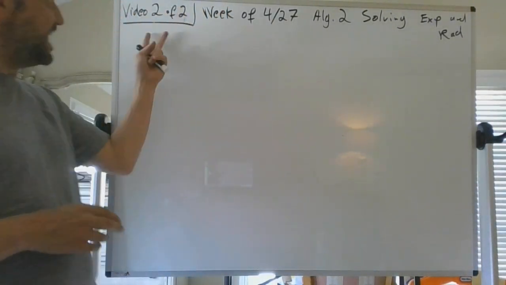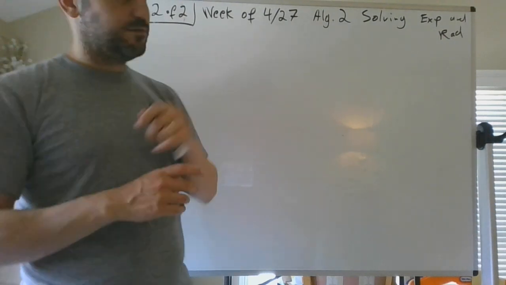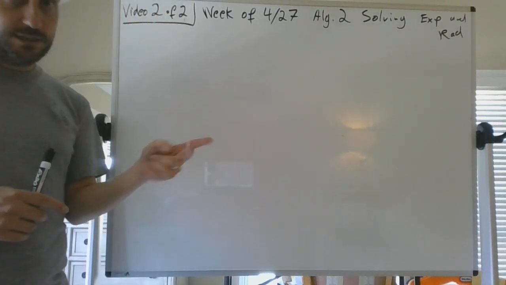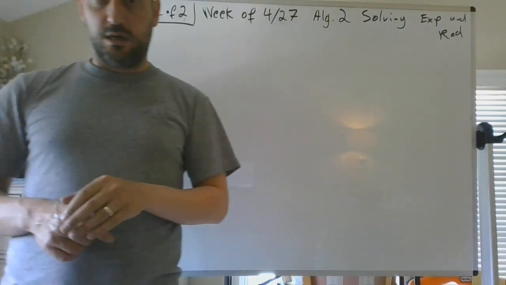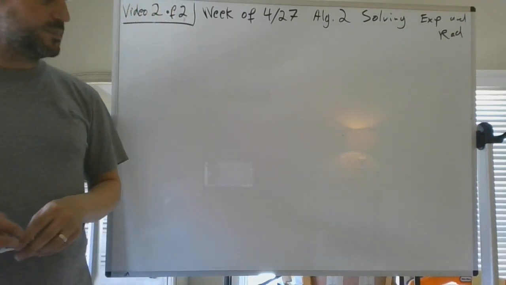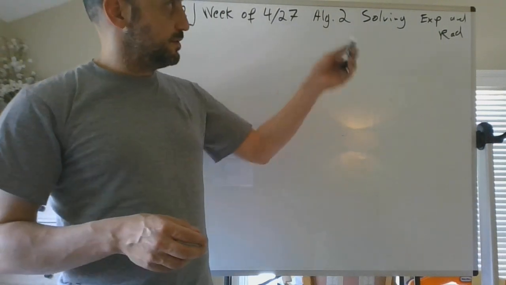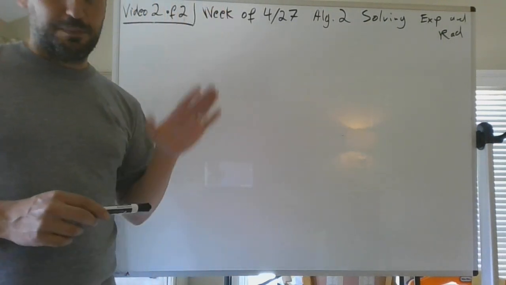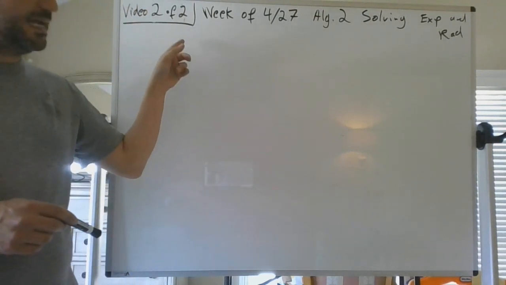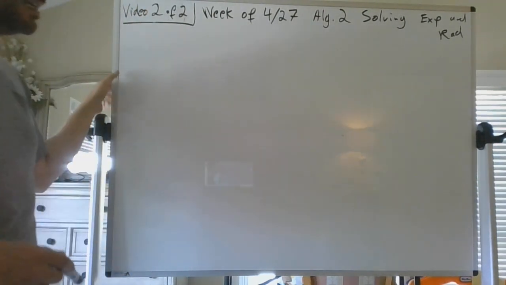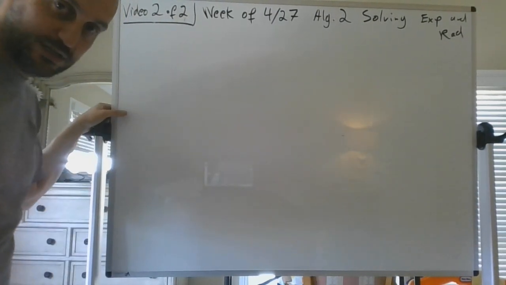Once again, this is the second video for the week of 4/27. There are two videos this week. The first video, you should have just already watched. It was solving exponential equations. Now we're going to be solving using radicals. But please remember, you will not see homework problems after the first video. You'll only see it at the end of the last one, which is this video, the second video. So at the end of this video, I'll flip it over and show you guys homework questions.